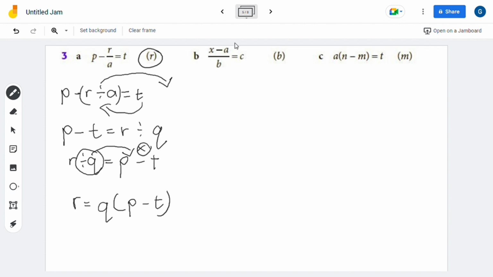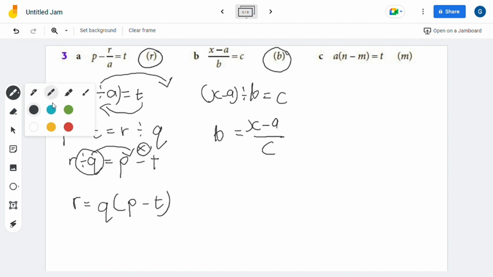Next question, x minus a over b equals c. We need to make b the subject. So it's basically x minus a divide b equals c. So to find the value of b, we take x minus a over c.